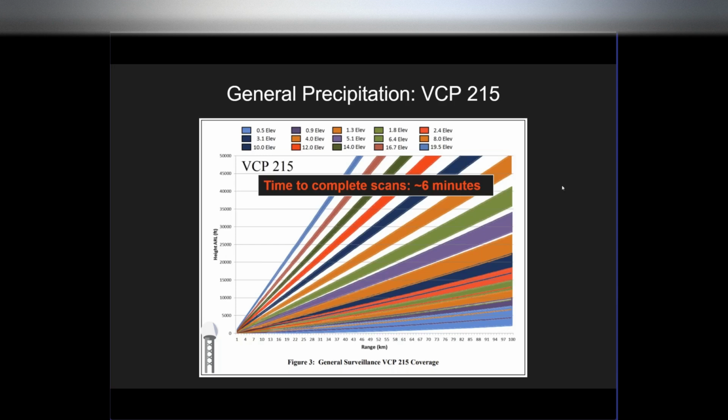VCP 215, it's moving much faster, about 5 to 6 minutes. And that's so we can see things quicker. Because if we're in a thunderstorm situation or a general precipitation system, that's going to be rapidly evolving faster than a snow situation would be. So that's why we want to have a faster scanning strategy.